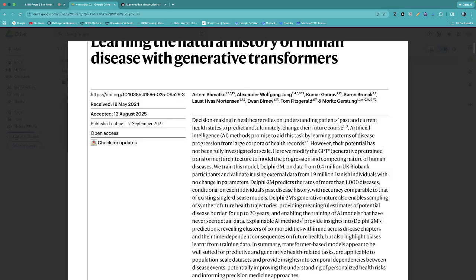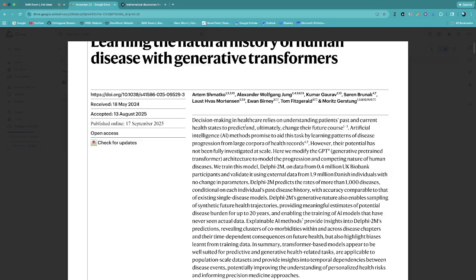Decision making in healthcare relies on understanding patients' past and current health states to predict and ultimately change their future course. Artificial intelligence methods promise to aid this task by learning patterns of disease progression from large amounts of data. However, their potential has not been fully investigated at scale. So they modify what they call a generative pre-trained transformer, and they abbreviate that GPT. So it's a kind of confusing architecture to model the progression and competing nature of human diseases.